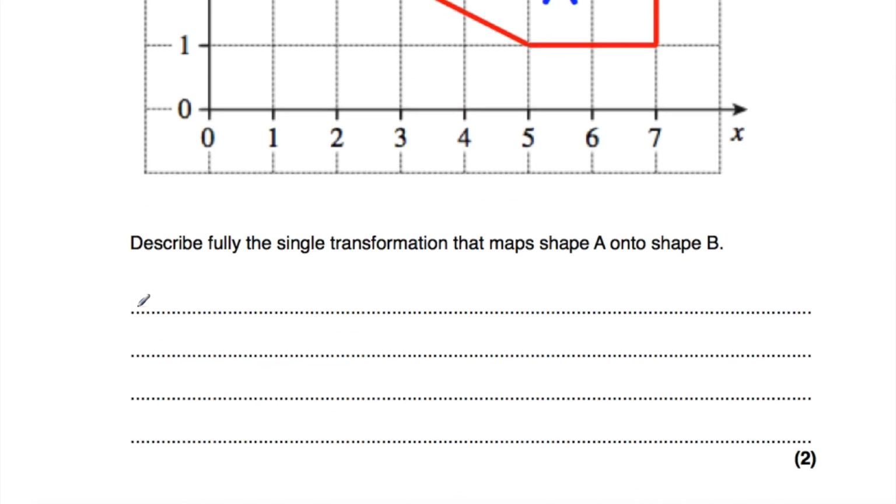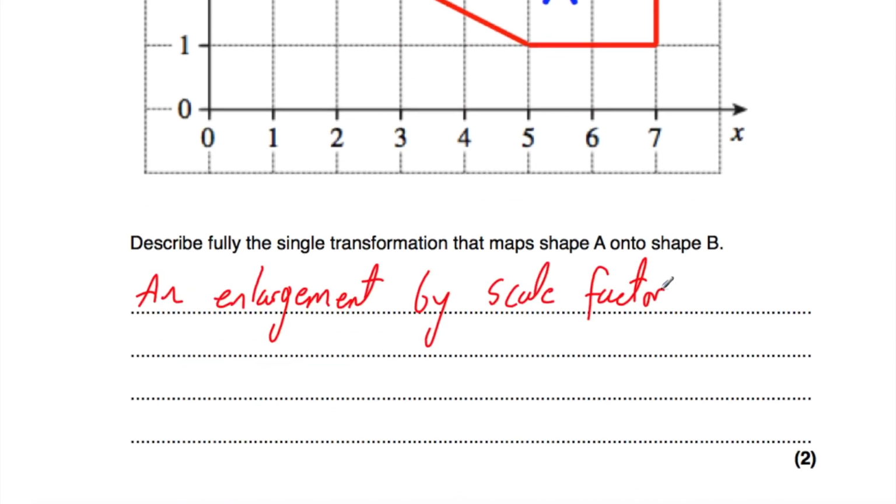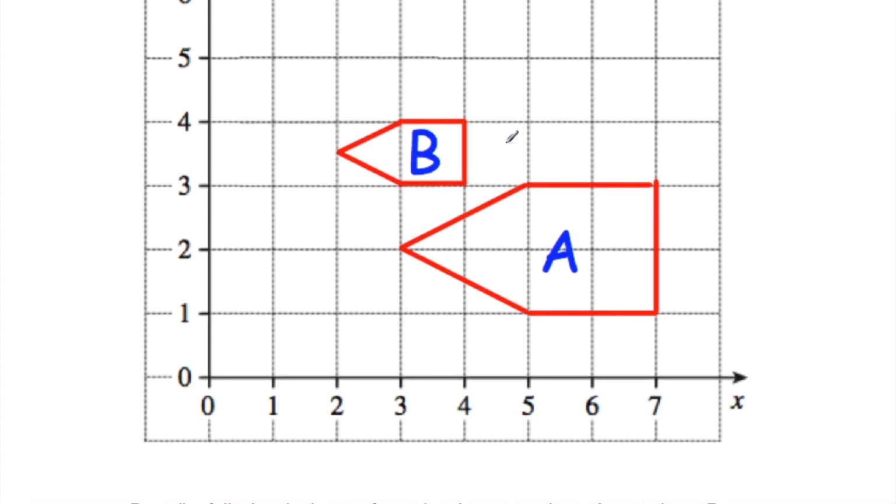So let's write that down, an enlargement by scale factor, and then let's figure out what the scale factor would be. So in terms of the height of A, it's 2 up, 1, 2, and the height of B is 1 up, so that's been halved. And let's just check that with the base. The base was 2, now it's 1, it's been halved as well. So the scale factor is a half.